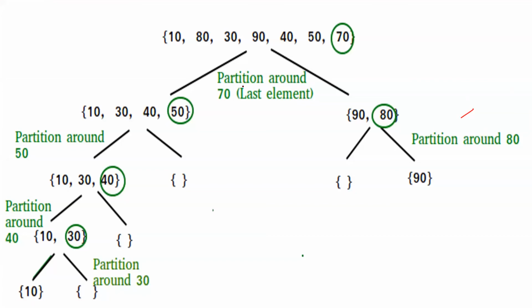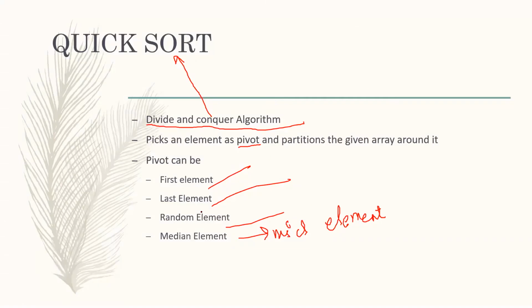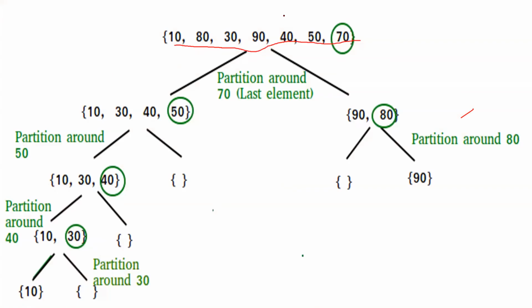So let's start the quicksort algorithm. Take this as the given array: 10, 80, 30, 90, 40, 50, and 70. Here we are using the pivot as the last element. You can use any one: the first, last, random, or median. For the given array, the last element is 70, so we'll be partitioning around 70.